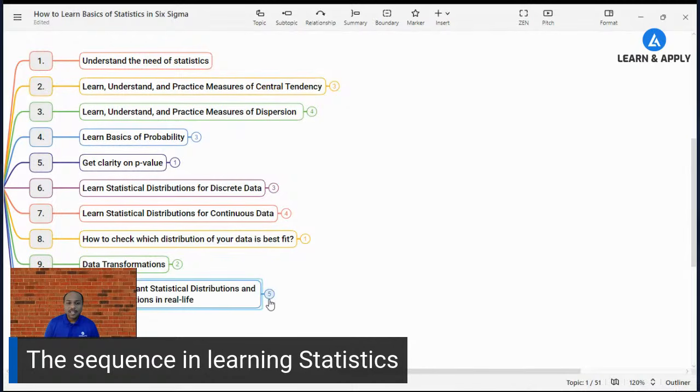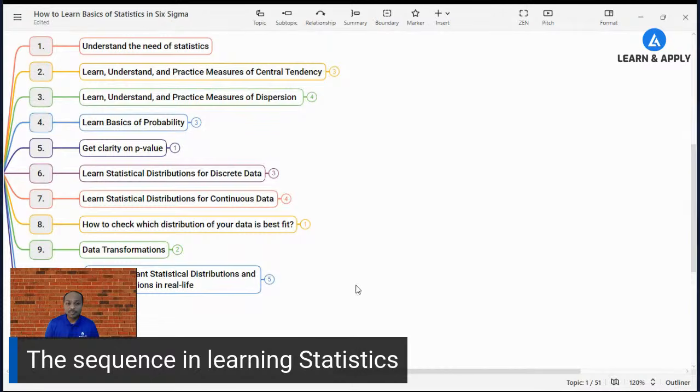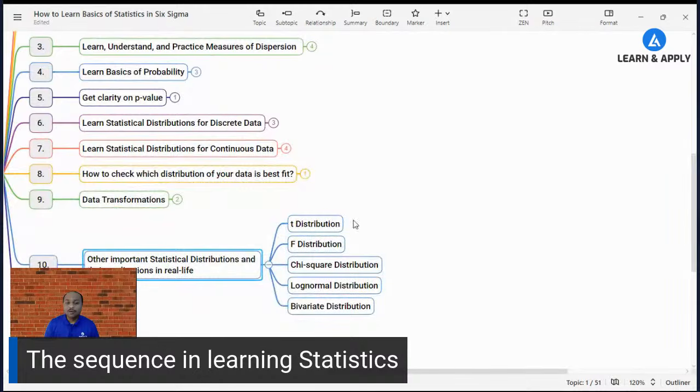The next one is, as we have learned everything in these steps, there are other statistical distributions also available if you look at practical applications. So we need to learn all these important statistical distributions as well, like t distribution, F distribution, chi-square distribution, log normal distribution, and bivariate distribution. These are again very important distributions along with other continuous distributions, and it is very important to learn them.